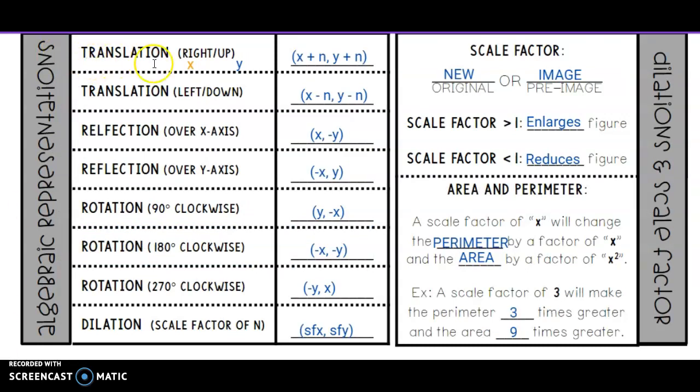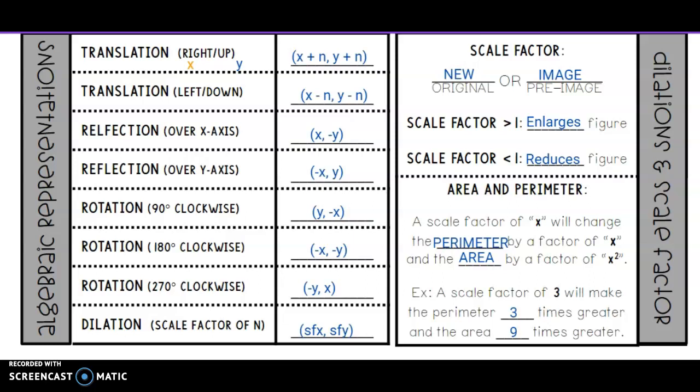We're back up here at translations. When you are moving to the right, that means that you are adding to the x-axis. And if you are adding to the y value, you are moving up. Now, with a translation left and down, this would indicate subtraction. So that's why your algebraic rule has y subtract and x subtract.